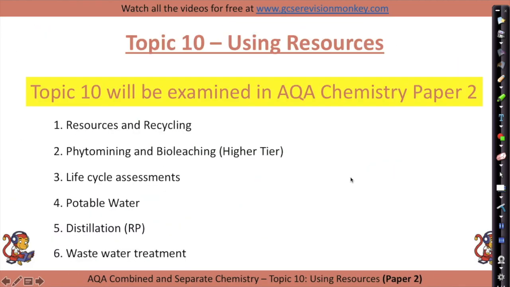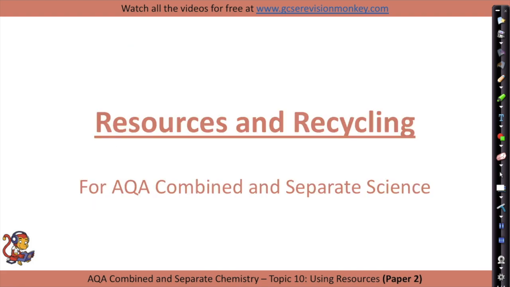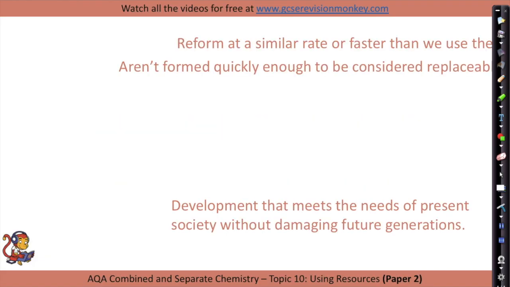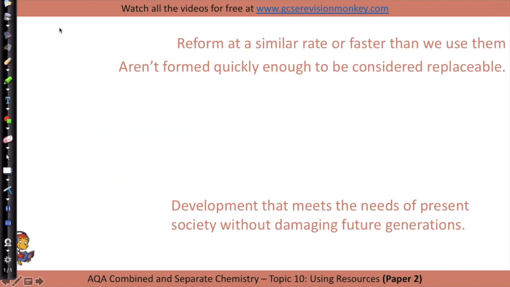So topic 10 in chemistry is all about how humans use resources. We're going to start off with looking at the resources that we use and how we should be recycling them. First of all, a couple of really important keywords. The first one is renewable. That word is given to resources that reform at a similar rate or faster than we use them. That really means if we use them up, we can replace them quickly.